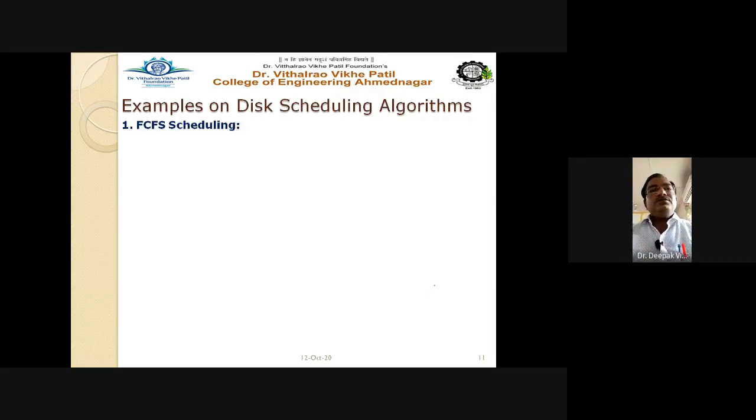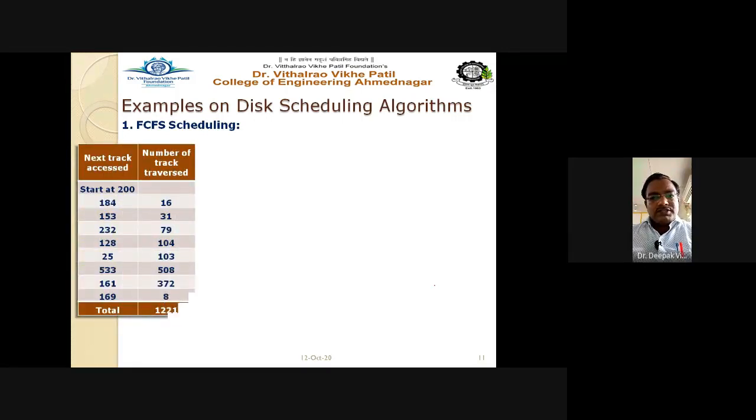The first is your FCFS scheduling. FCFS is the simple one. The requests will be serviced as per their arrival order. See here, the head is starting at the 200 location. The first request: from the current head location, the arm moves from 200 to 184. As per their arrival order, no additional thing is required. So from 184 to 153, from 153 to 232, then 232 to 128, then from 128 to 25, then from 25 it will move to 533.